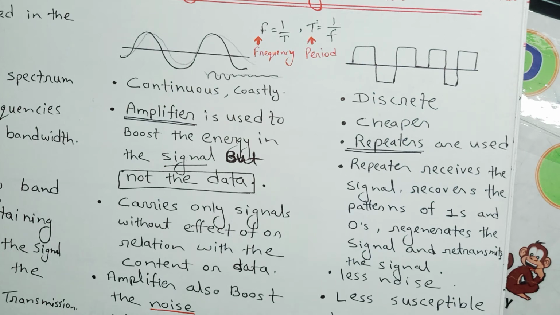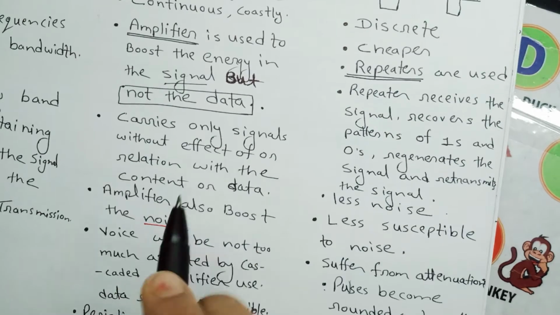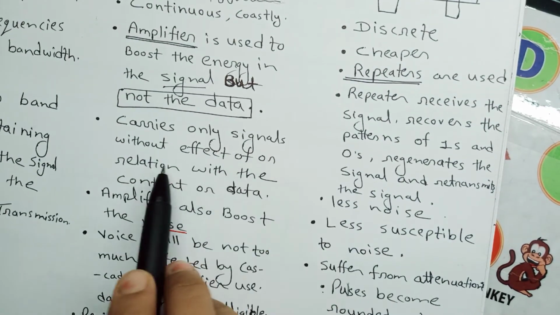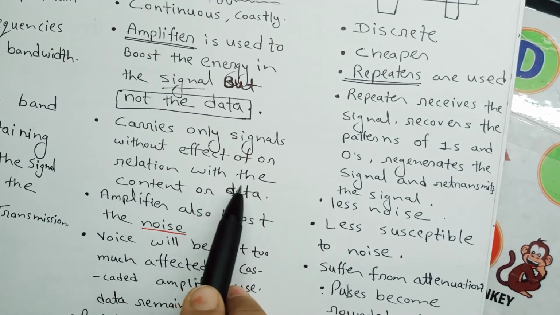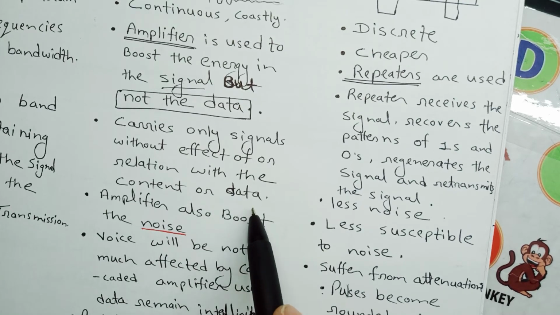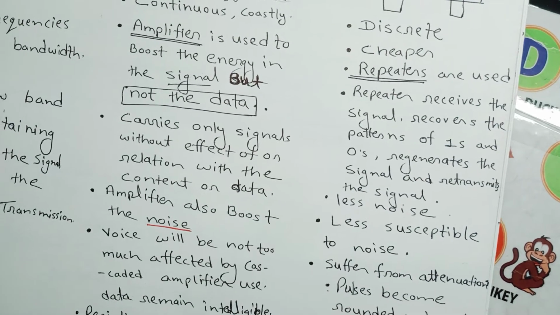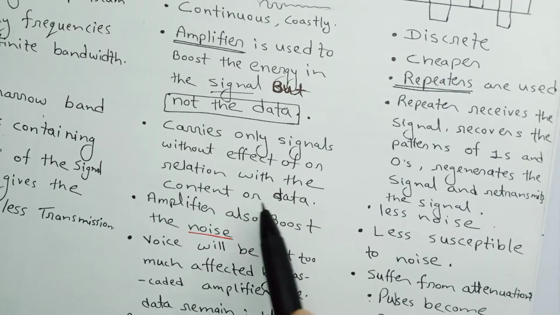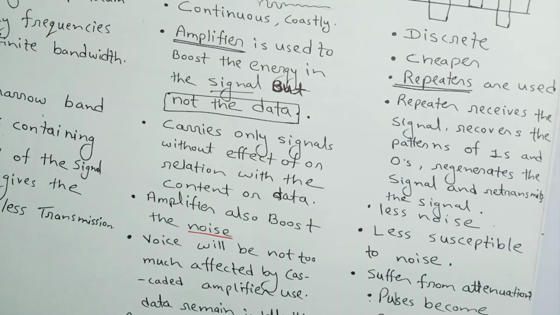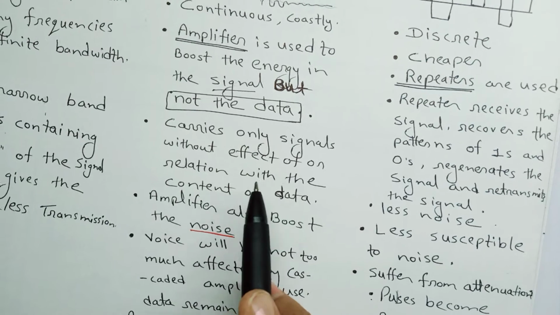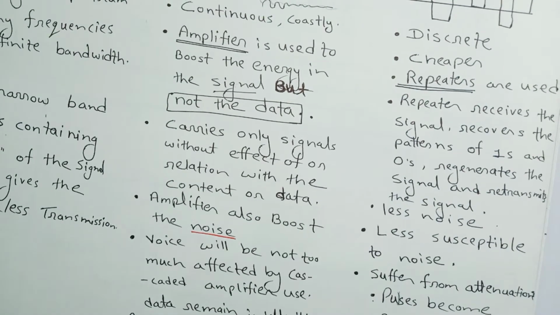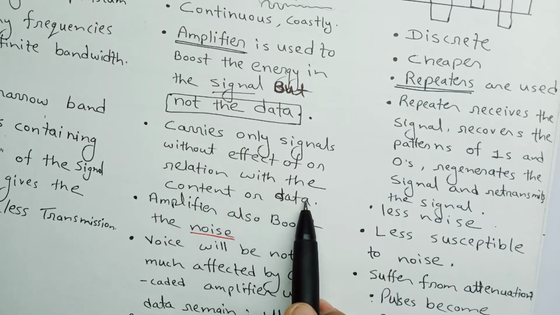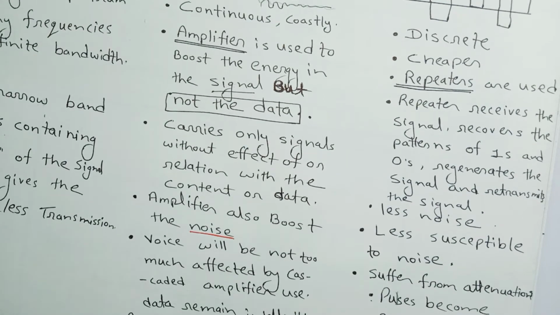Amplifier and data are not related. Only signal and data are related. The amplifier carries only signals without effect or relation with the content or data. As I say, there is no relation between data and amplifier. The amplifier only knows the signal. It is not related with data. There is no concern with data.